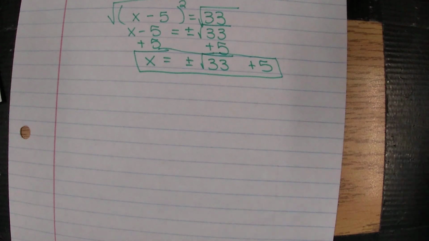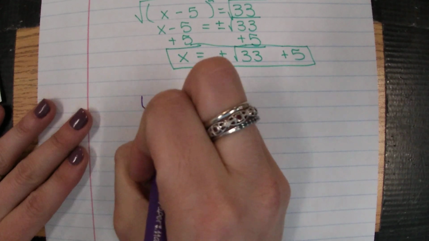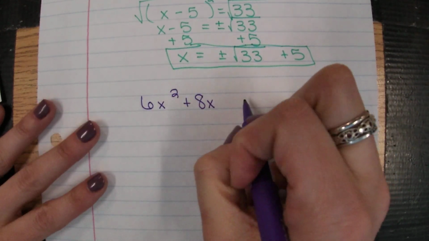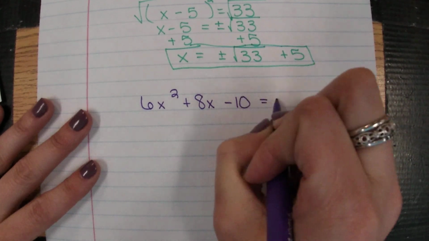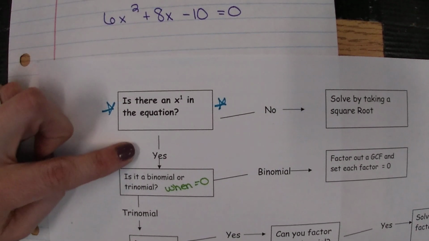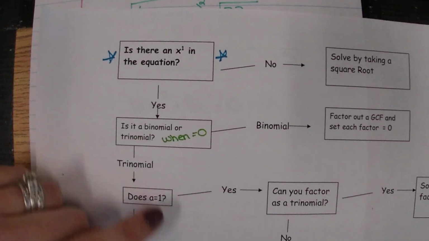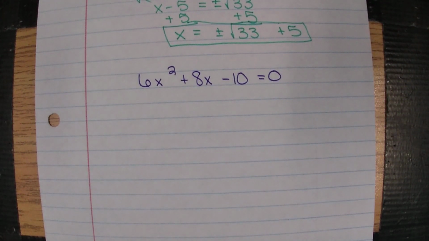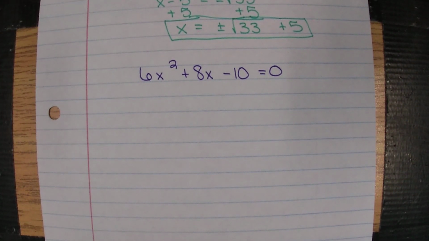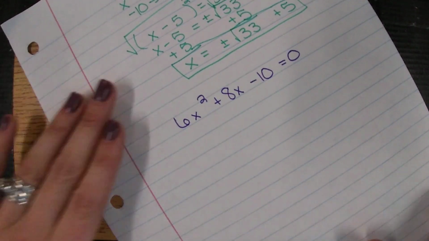Okay, last one that we're going to look at, and again, I think at this point you should be going, okay, this list makes sense. So let's say we have 6x squared plus 8x minus 10 equals 0. Okay, so is there an x to the first? Yes. Binomial, trinomial: trinomial. Does A equal 1? No. Quadratic formula. Now, that doesn't mean that we couldn't solve it by factoring. Solving by factoring could be a possibility. I'm just saying I don't know if it's the best possibility given what we have. So this isn't like set in stone you have to follow. It's just a suggestion of some thoughts you might want to consider.